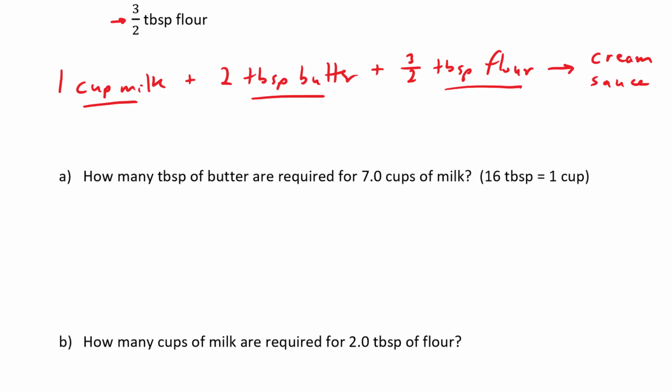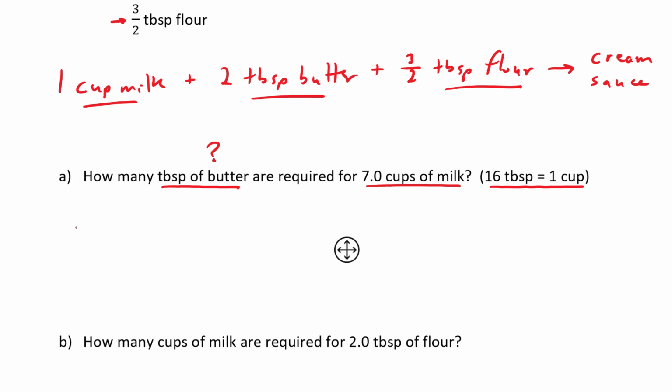First question, how many tablespoons of butter are required for 7 cups of milk? And I've supplied you with the information that 16 tablespoons is equal to 1 cup. In this example, let's say we have 7.0 cups of milk, and we want to maximize the amount of cream sauce we can make. So the question is how many tablespoons of butter do we need? Well, this is a conversion question. Let's convert from cups of milk to tablespoons of butter.